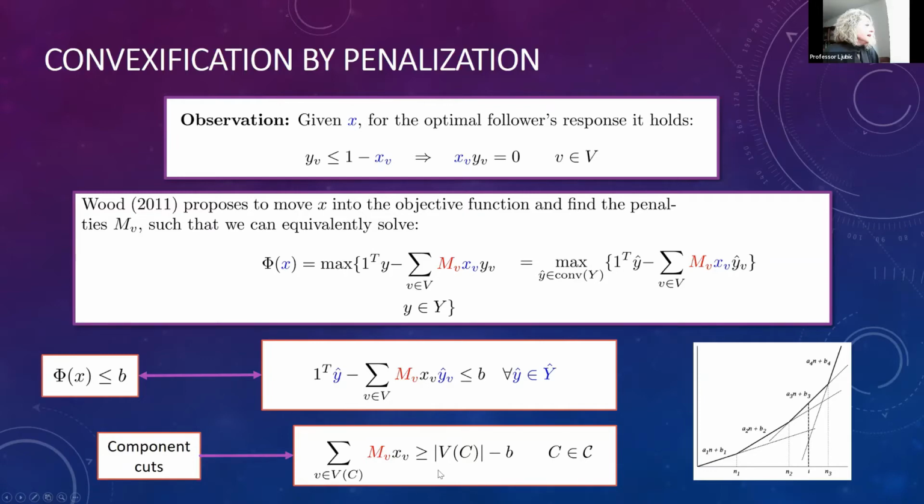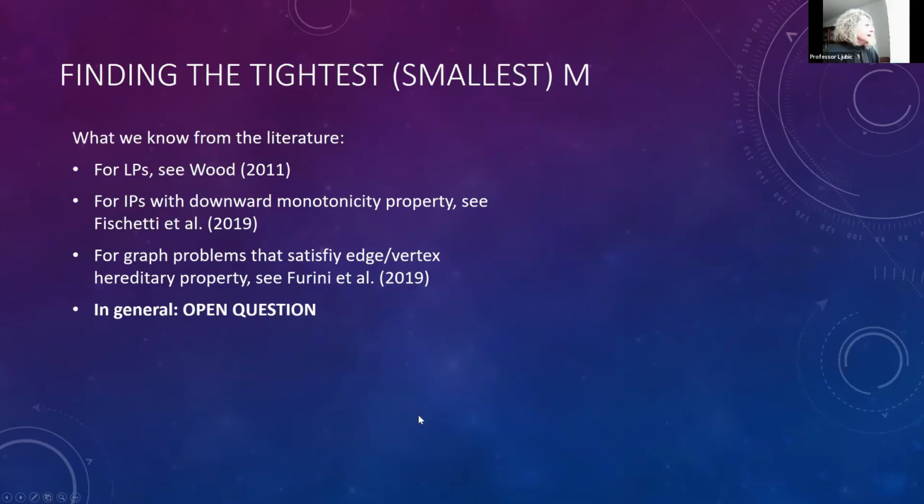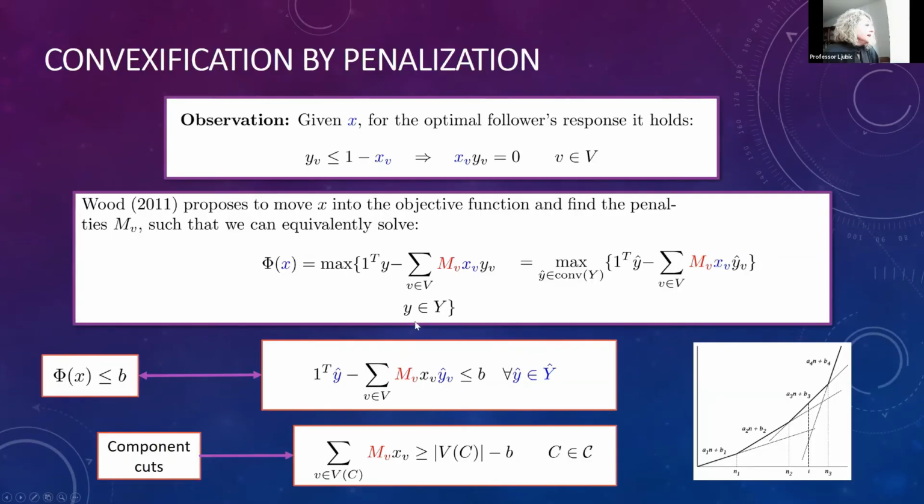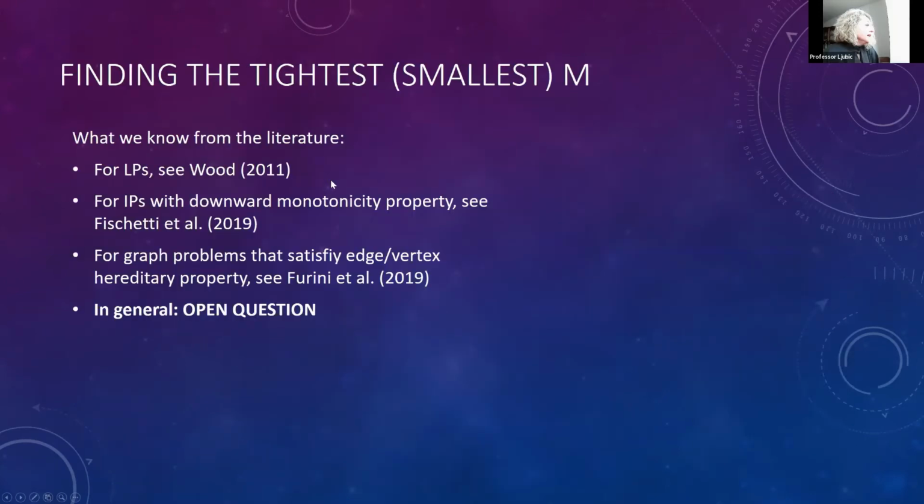Now, of course, we have an issue here with big M. And the question is, we want to find the tightest possible big M's. And how can we do that? This idea has been originally used in the context of interdiction problems by Wood and colleagues. And there are some theoretical results that we know. For example, for linear programs, Wood has shown that the tightest possible big M's, if the set Y is a pure linear program, can be found by finding the right upper bounds of the reduced costs of these interdiction constraints.